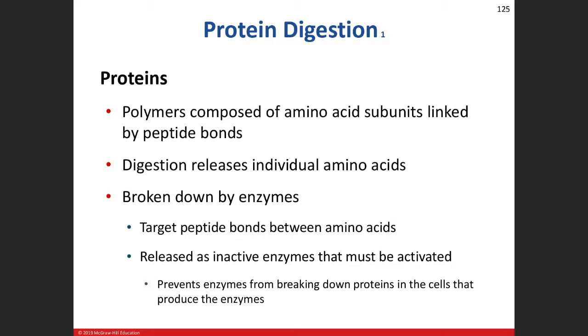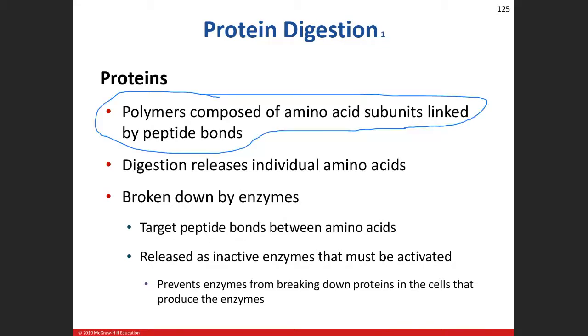All right, so proteins, another one of our macromolecules here, okay? So here's the definition of what a protein is, and you need to know it. Because remember, digestion is catabolism. We're starting with something big. We want to make it small, okay?